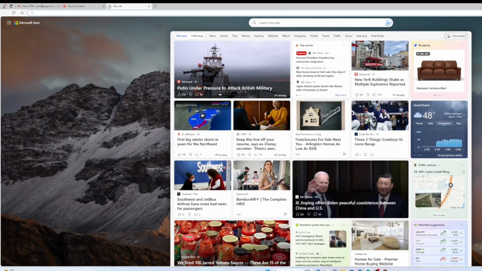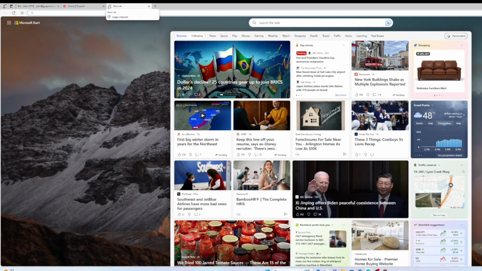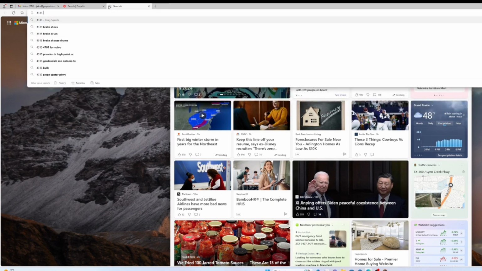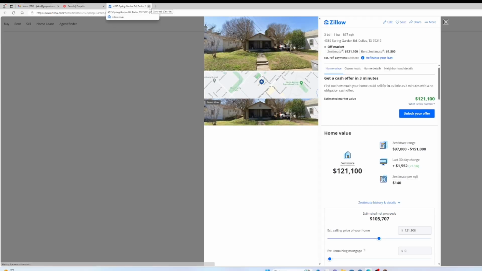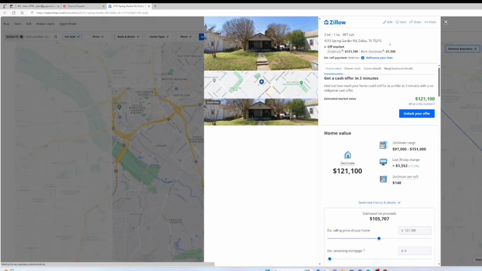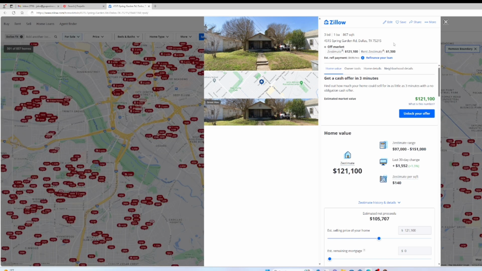So the first step in this equation is look the property up on Zillow. You want to look it up on Zillow first to see what the specs are, okay? So right here we have a 3-bed, 1 bath, about 867 square feet. So you want to keep this tab open because you're going to need it.